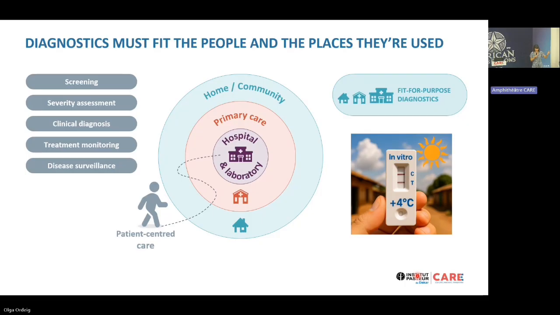You might say, Olga, okay, that's obvious. But I tell you, most of the startups in diagnostics fail, not because they don't have a good technology. They have cool technologies with very good performance. They fail because they are not designed to respond to a need.